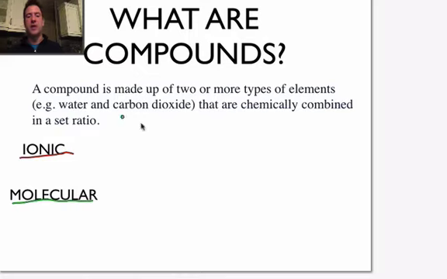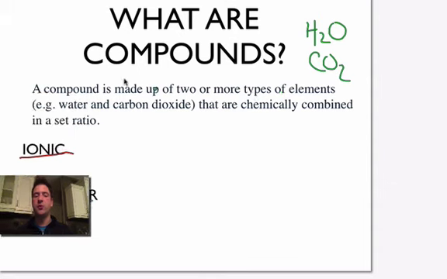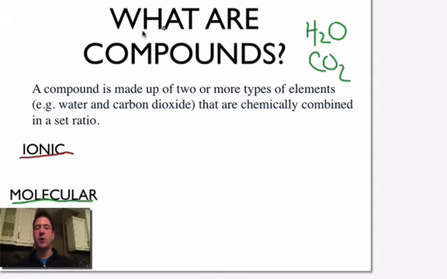So a couple examples of compounds. Well, we can just say H2O. Okay, that's one. CO2. Those are compounds taking two or more elements forming together. Or another one's going to be NaCl. That's your table salt. Carbon dioxide, water, table salt.